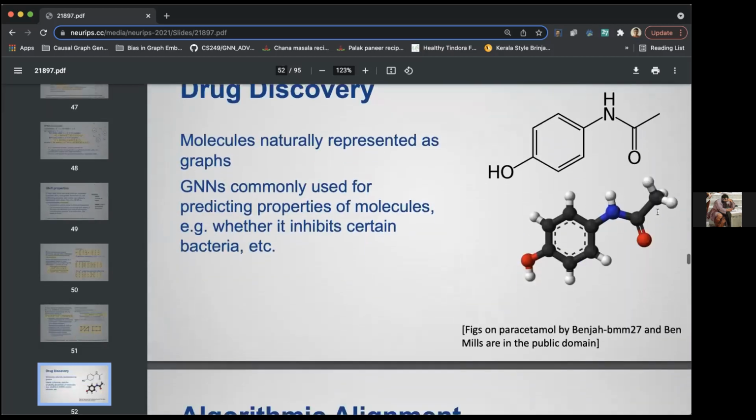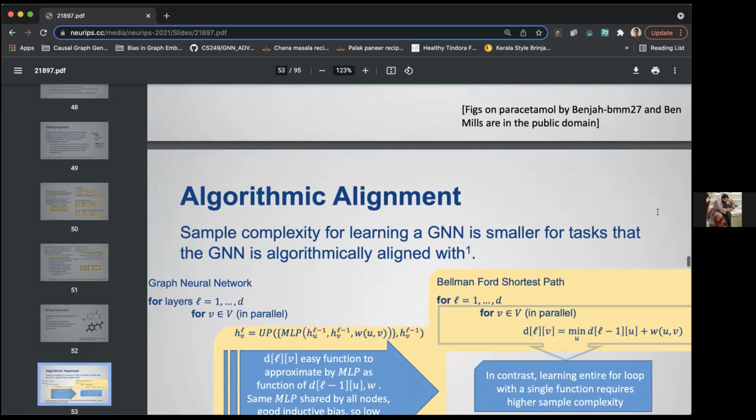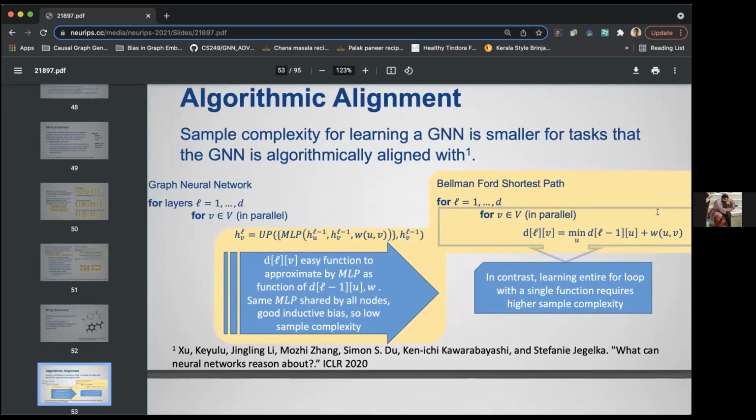And of course, GNNs are used for drug discovery and a bunch of other amazing applications. But now we'll look at the algorithmic alignment of GNNs with some of the things that we've studied before. We can see that the sample complexity for learning a graph neural network is smaller for tasks that the GNN is algorithmically aligned with. So this is our algorithm for a GNN that doesn't involve taking in node IDs, and it's very algorithmically aligned with the Bellman-Ford shortest path algorithm.